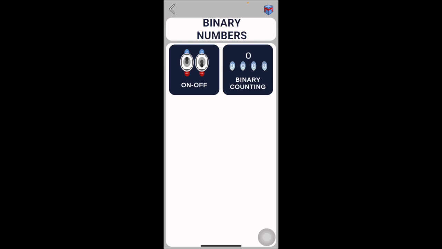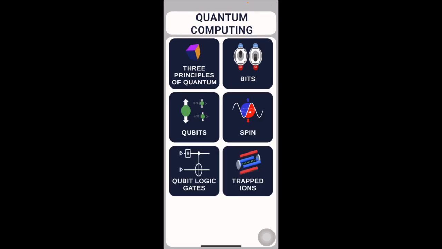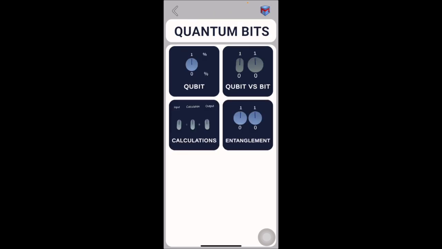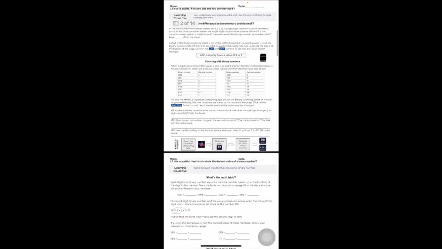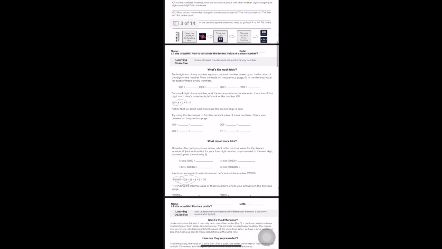Okay, so next we'll go to qubits. So learn a little bit about qubits. I forgot to mention on the counting lesson, we have a little bit of information about how you can convert a binary number into a decimal number. So there's some instructions, some questions, some examples, and students can work through that.